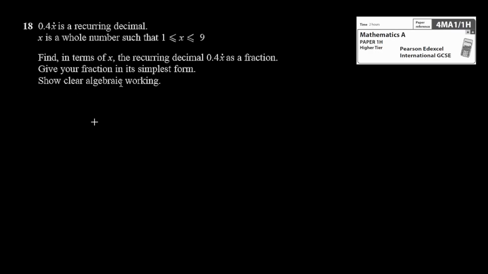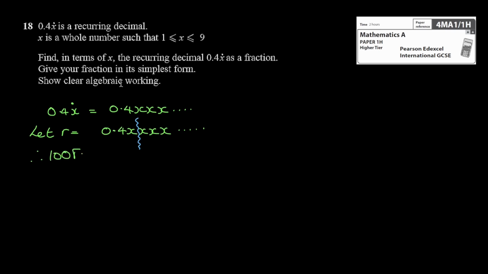So what we've got to do is exactly the same as we normally do, but with this rather pesky x hanging on. So let's first of all write our number out. 0.4x recurring is equal to 0.4xxx, and on it goes. So let r equal this number. Now, I want to move the decimal point such that I get one repetition of the recurring number on the left-hand side.